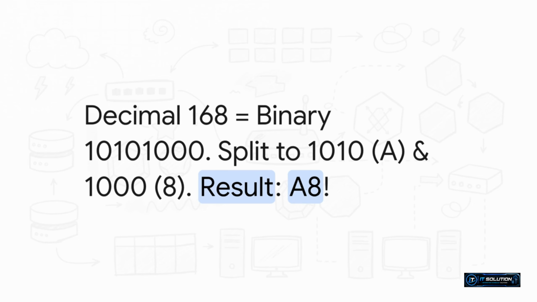Let's walk through a practical example with this, because seeing the math actually work out is so satisfying. Let's take the decimal number 168. First, we convert to binary using our cheat sheet chart, giving us 10101000. Now, slice it right in half. The first group is 1010. If we check our chart, 1010 equals the letter A. The second group is 1000. On the chart, 1000 equals 8. Smush them together, and the decimal 168 is written as A8 in hexadecimal. Boom! Fast, simple, and elegant.